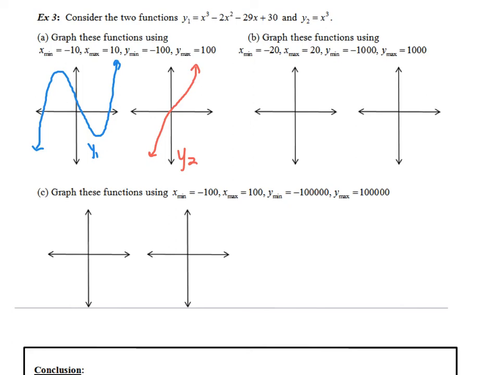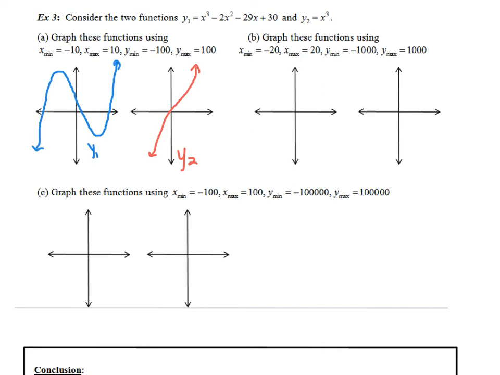Now in part B, we're going to keep our functions the same, so don't switch your y1 and y2. What we want to switch this time is our window. So make your x values go from negative 20 to 20. You might want to count by 2's this time instead of 1's.